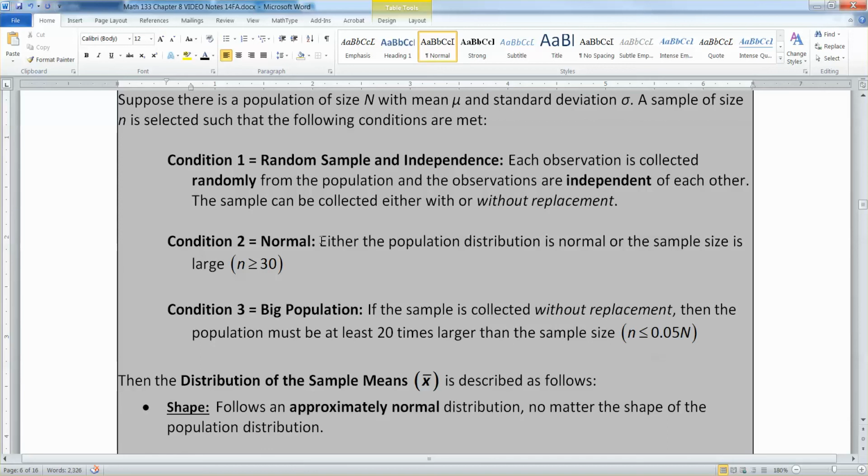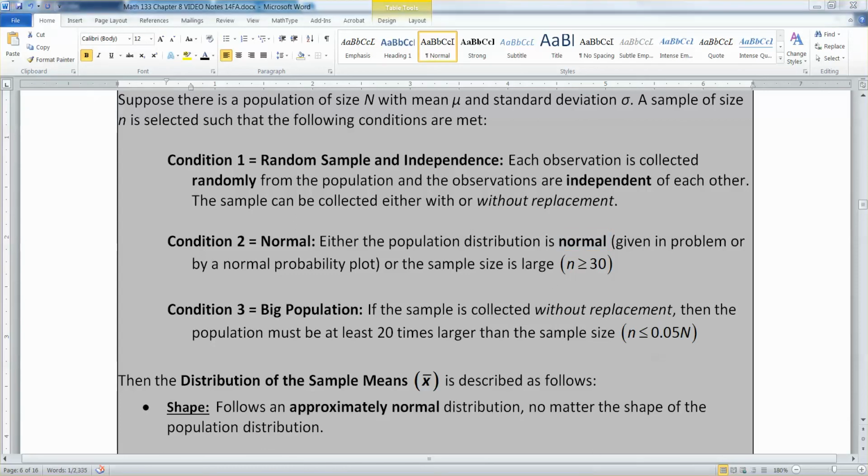Well, for our purposes in our course, we're going to stick with the 30 rule of thumb. Namely, that the distribution will be normal as long as either the population distribution is normal, given, right? This will be given to you in the problem, or via normal probability plot, right, from section 7.3. Or the sample size is large.